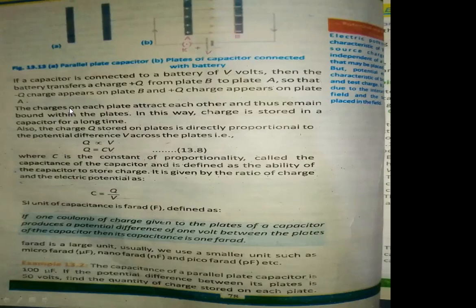The charge flow in the plates is directly proportional to the voltage. The charge Q stored in the plates is directly proportional to the potential difference V across the plates. Suppose Q is the charge stored in these two plates. This is V, and Q is the charge stored between these two plates. So Q is directly proportional to V.